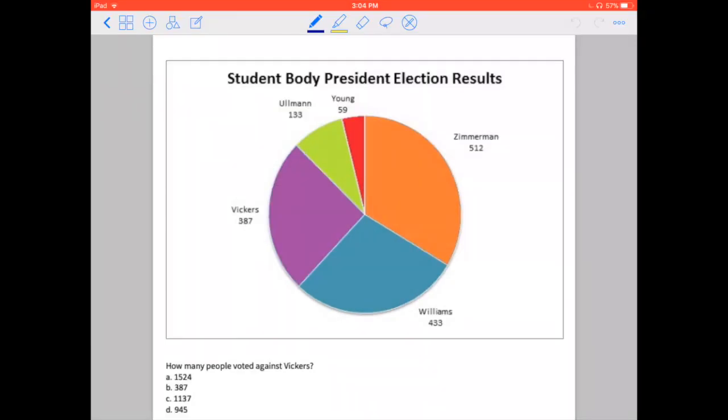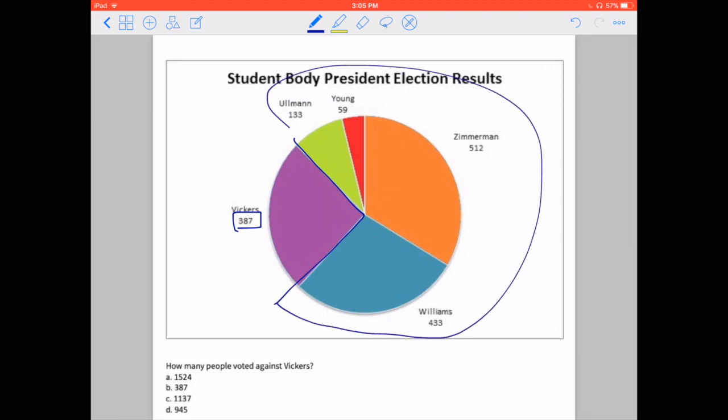Go ahead and dive right into this one. This is another pie chart that involves student body president election results. In it, we have the name and the number of votes listed next to the section that it correlates with. Let's look at this question. How many people voted against Vickers? We have Vickers over here, which has 387 votes. These voted for Vickers, and the rest, all of this, voted against Vickers.